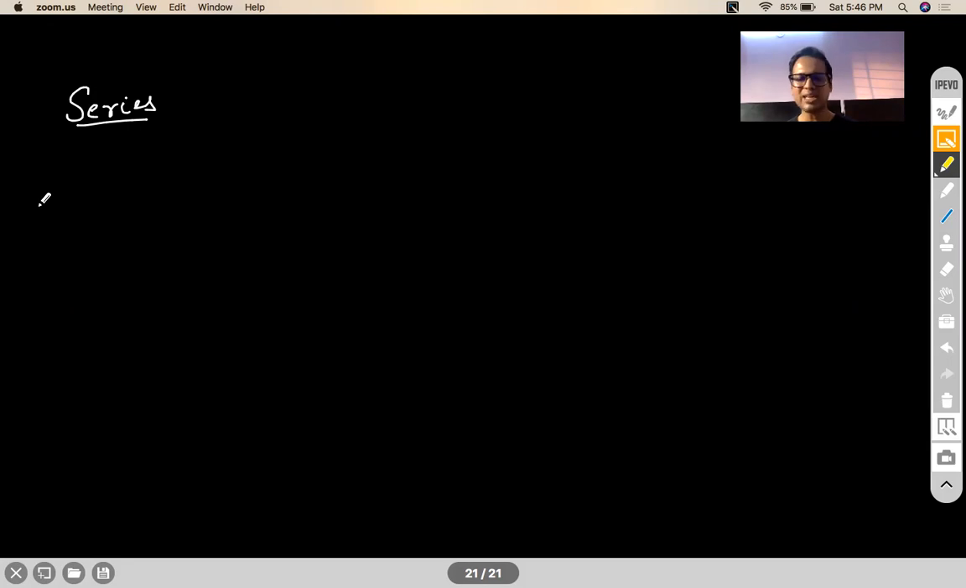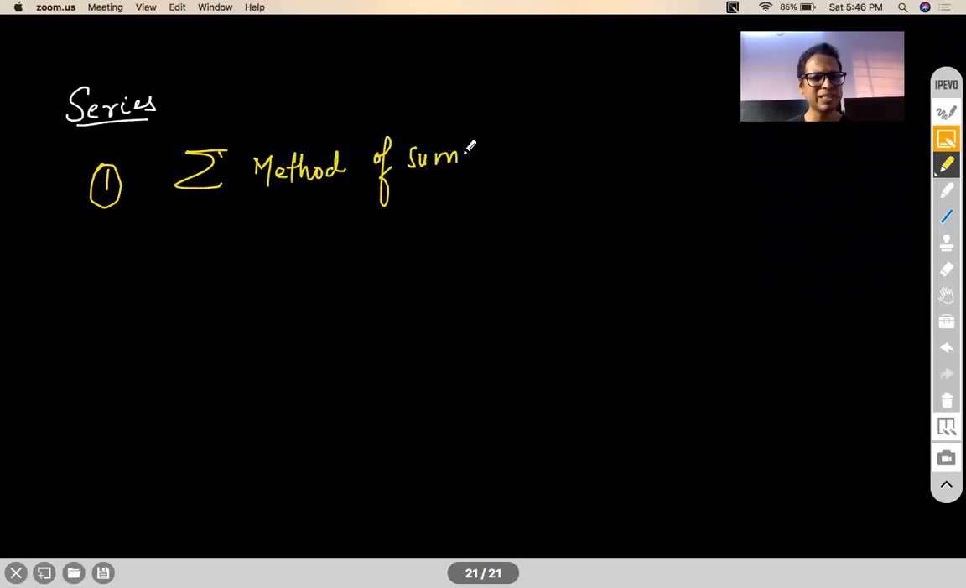Before we start with the process, I would like to quickly cover what we are going to do in this chapter. We are going to first learn the sigma method of summation, one of the widely used methods of summation when you know the Rth term. And if it fits into a special requirement, then this method works absolutely wonderfully.